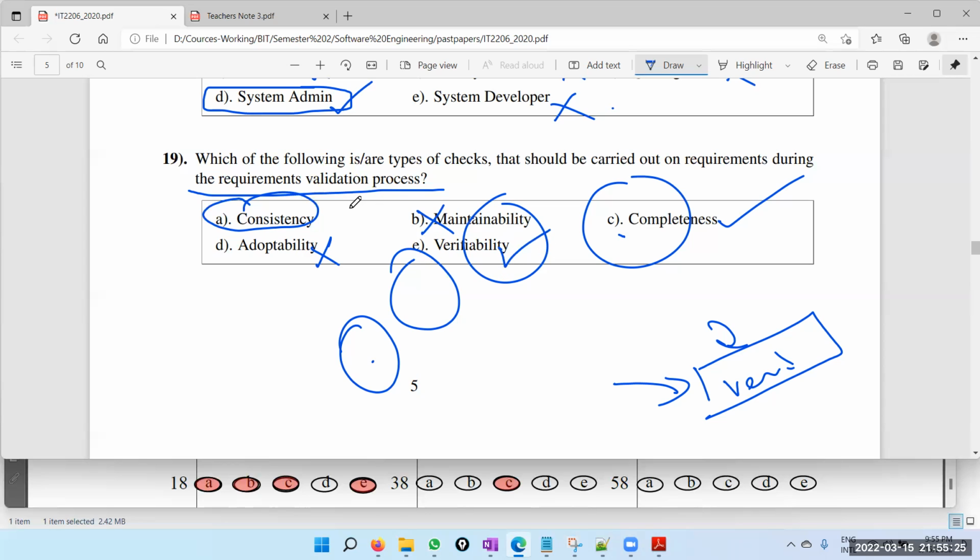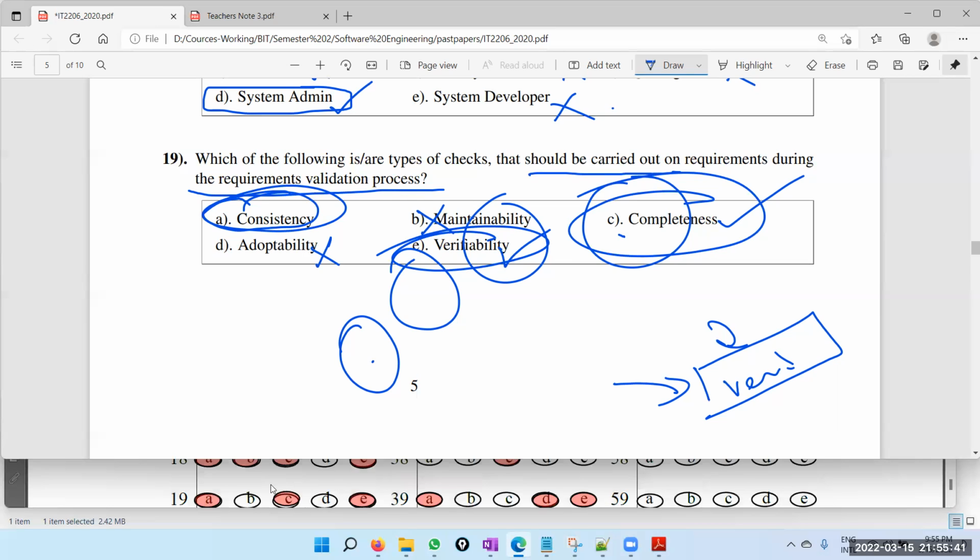So therefore, my answer is, which checks should be carried out? Consistency, completeness, and verifiability. A, C, and E. Yes, A, C, and E. Correct. Okay.